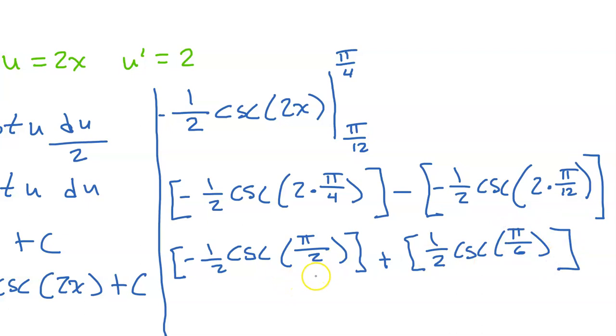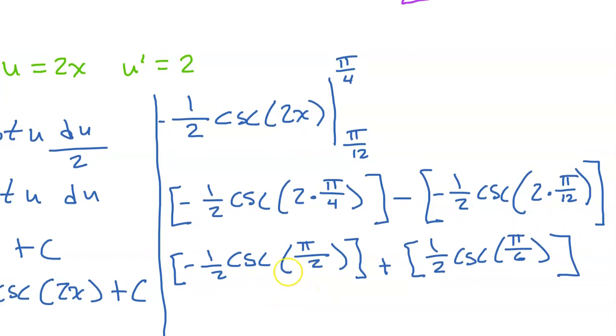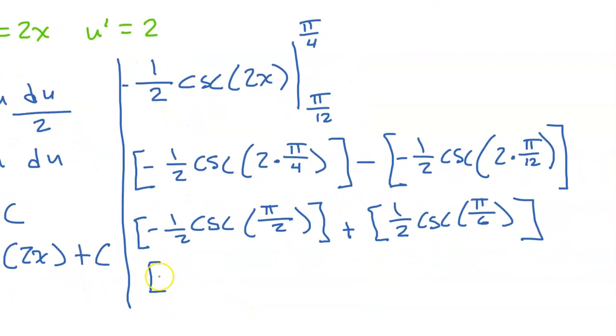Let's evaluate this trig function. Remember that cosecant is the reciprocal of sine. So keep that in mind. So what is the sine of pi over 2? Remember that pi over 2 is up here at the top of the unit circle. Sine is the y value. So the sine of pi over 2 is 1. That means the cosecant of pi over 2 is the reciprocal of 1, which is still 1.